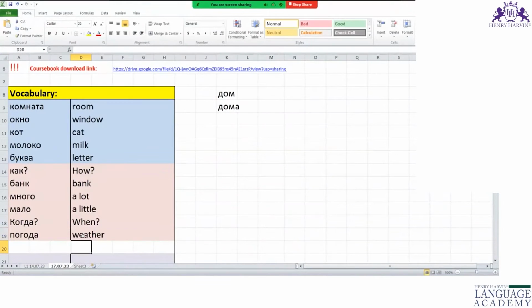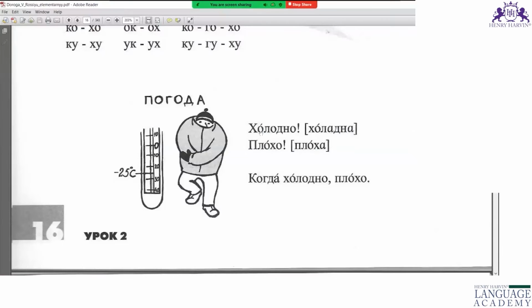Погода. So we can ask, how is the weather? We have the word как, means how. So we can ask, как погода? Как погода means how is the weather? And we have two answers here.